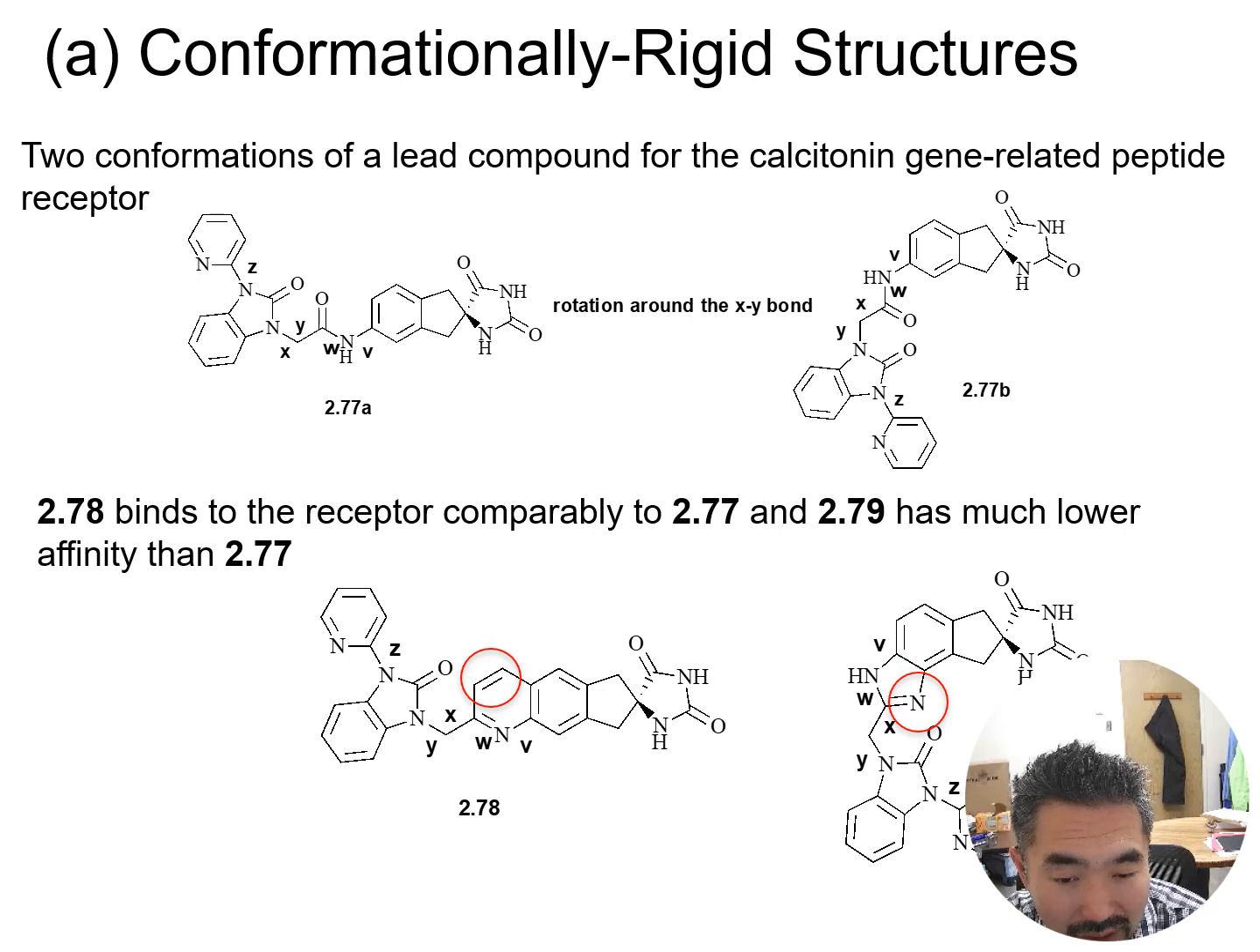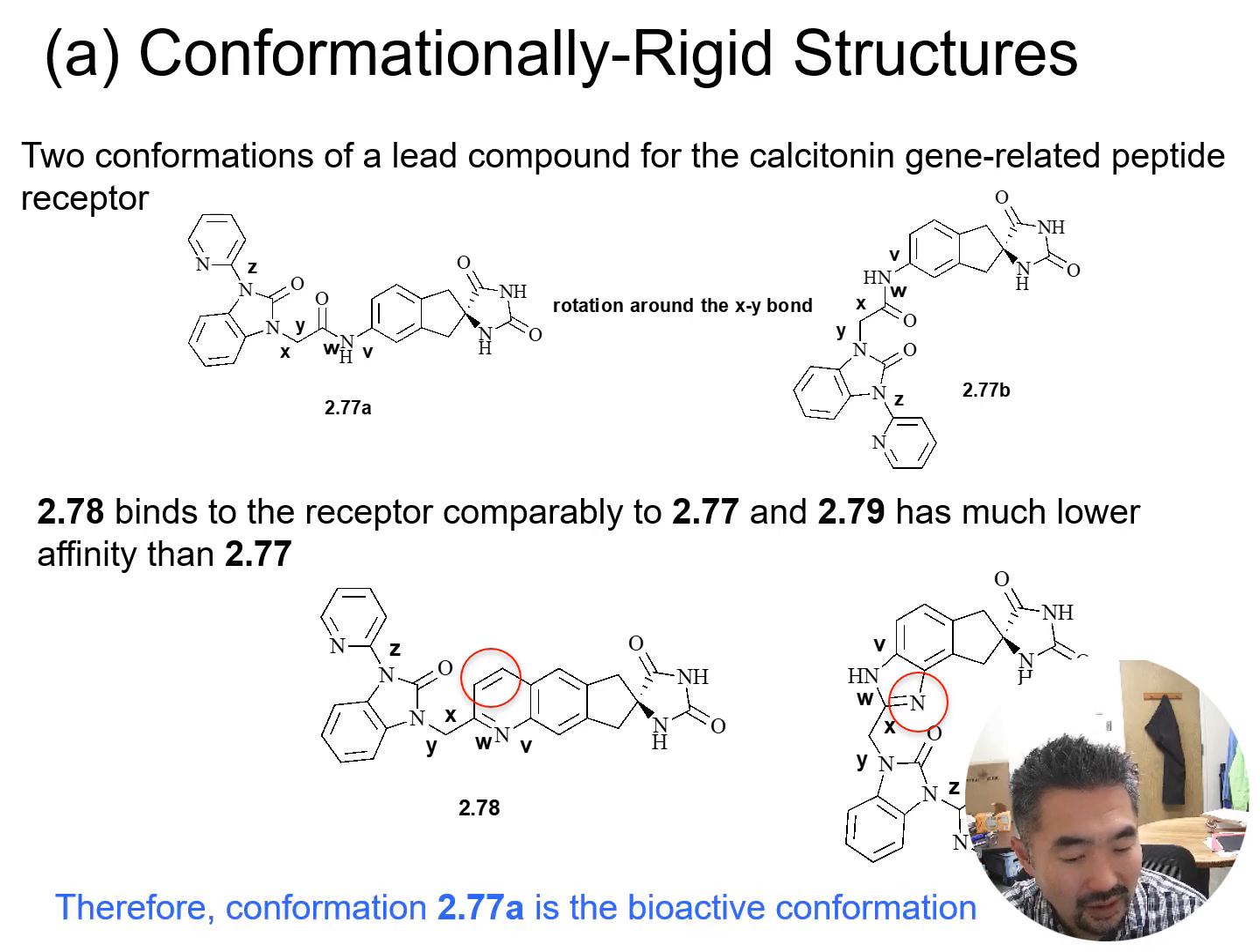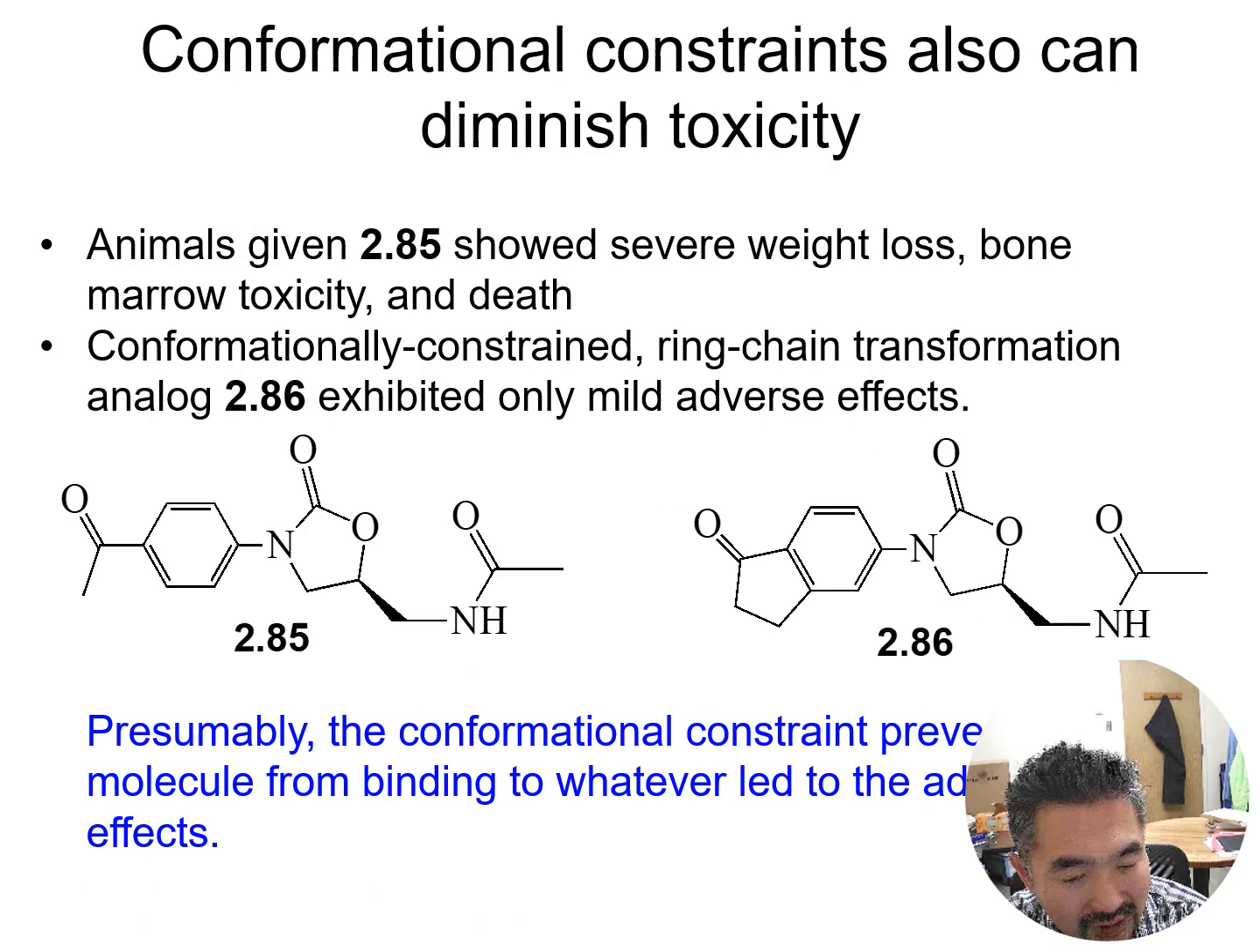If you make the ring right here or right there to make it more rigid, then you can constrain the molecule into this type of conformation. It turns out that this analog on the right has much lower affinity than the original compound, which means that this is likely the preferred conformation for this receptor. Hopefully that logic makes sense to you.